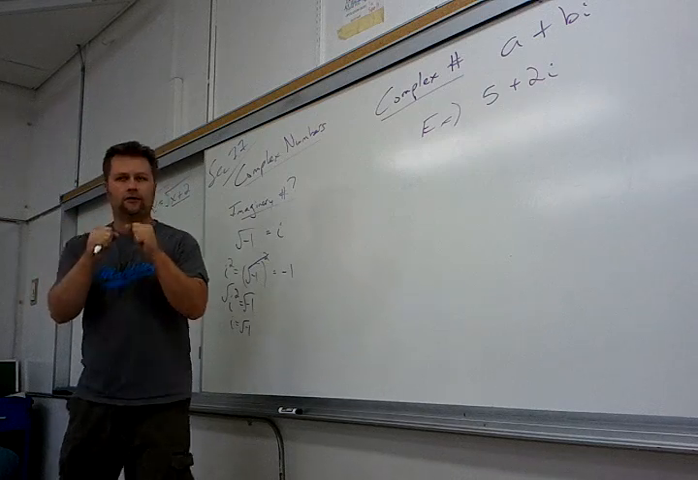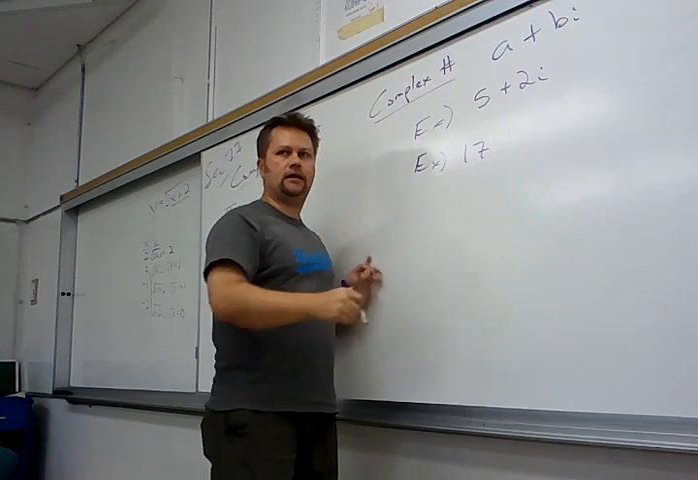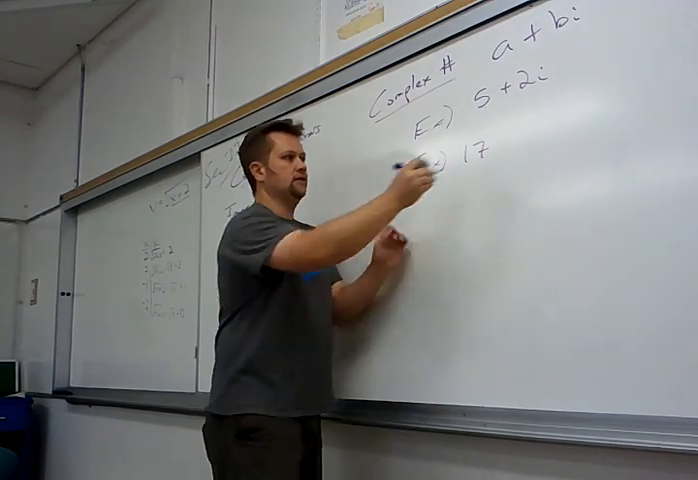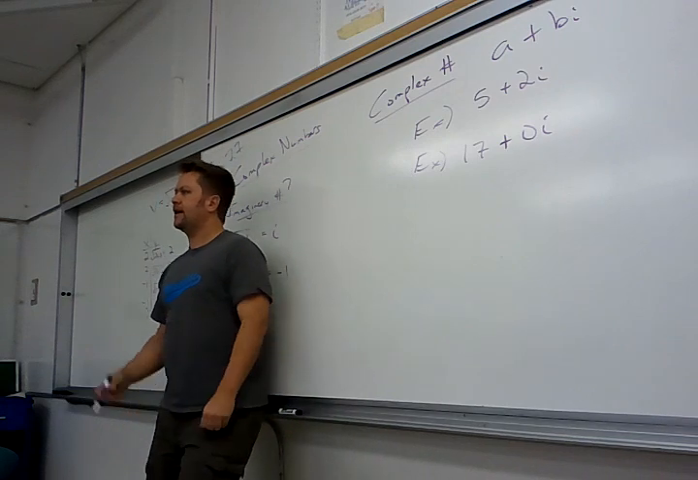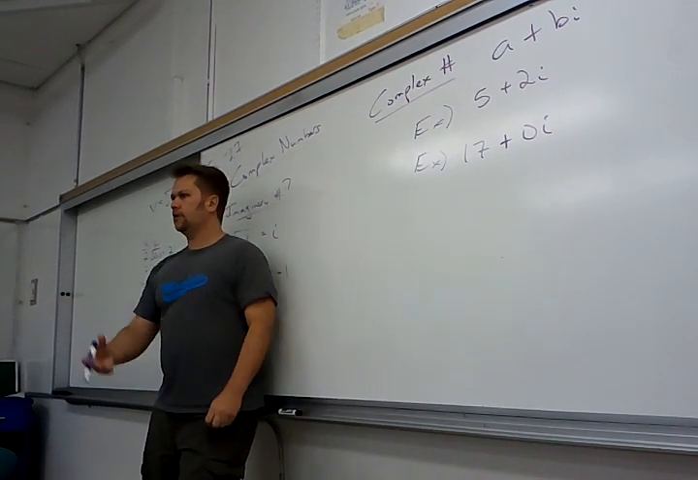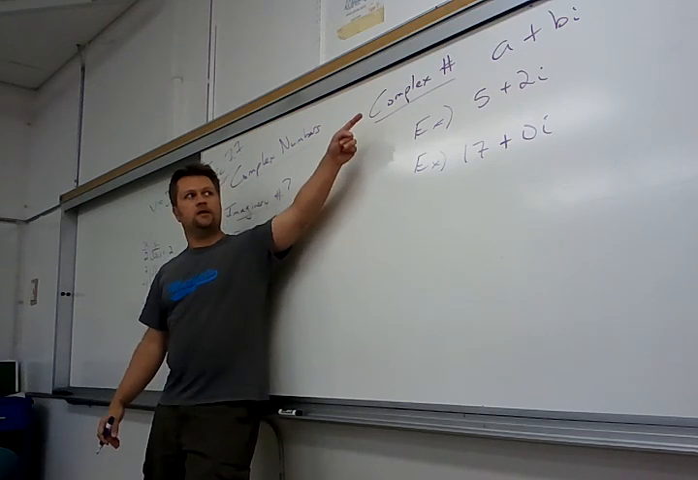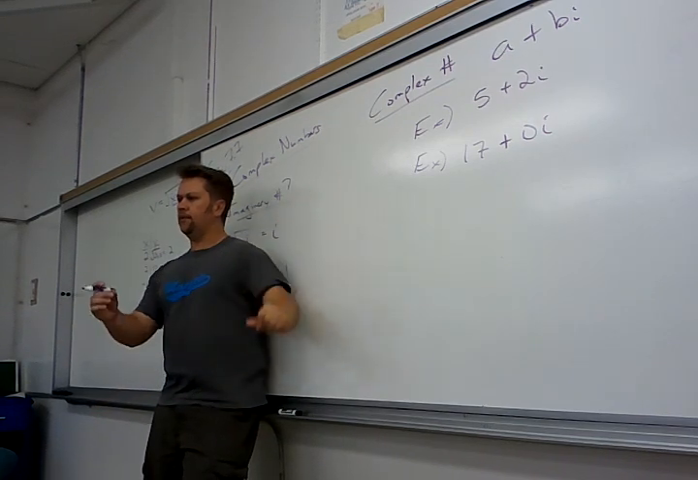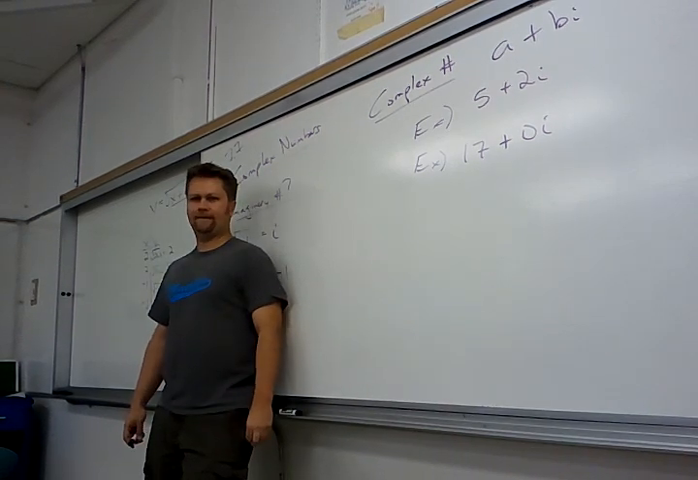Every number that we've ever seen, like the number 17, that's not complex. Yeah, it is. That is 17 plus 0i. So every real number just has b equal to 0. These are complex numbers which are made of real and imaginary pieces.